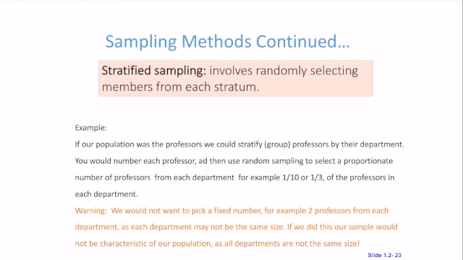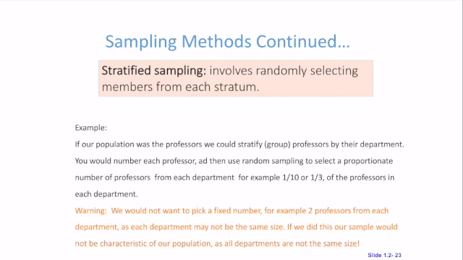So now what we would do is we'd stratify each group by professors in their department, okay? And then we could use a random sample to select a proportionate number of professors from each department. For example, we could take 1/10 or 1/3 of the professors in each department. One thing we need to be careful about, though, is that we don't want to pick a fixed number. Because if we did pick 2 members from each department, because each department may not be the same size, I know the math department is definitely a lot bigger than the computer science department in my case. If we did this, our sample would not be characteristic of our population, as all departments are not the same size.